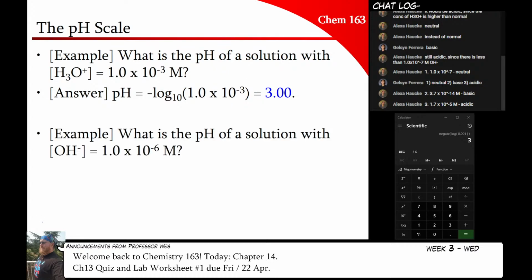All right, now you try it. What's the pH of this? Oh, I gave you hydroxide. So what do you got to do before you do this? You can't just negative log this number, because it's not H3O+, right? So guess what you get to do? You get to break out KW. All right, go ahead and calculate the pH of the solution. And I'll give you a hint, you should get an integer.